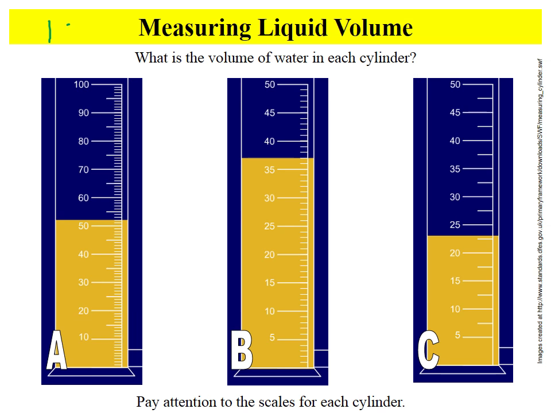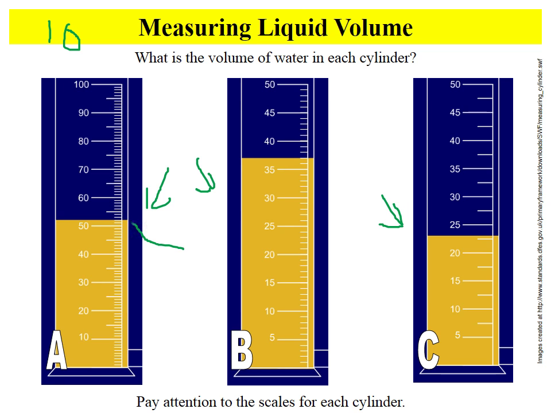So for number 10, whether you're working alone or with a partner or whatever, I'd like you to briefly pause and figure out for yourselves what is the volume in each of these cylinders. Now, they went easy on you. There's no meniscus, no curve on these, but still read to the nearest place. Okay, so pause. Okay, and now you are unpaused.